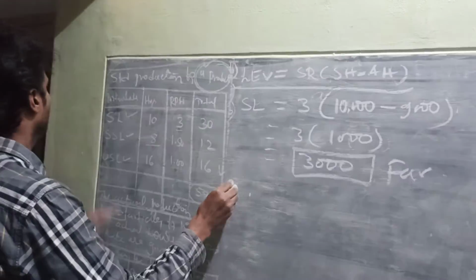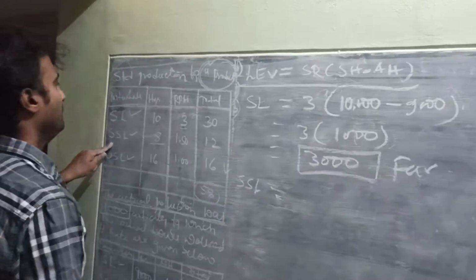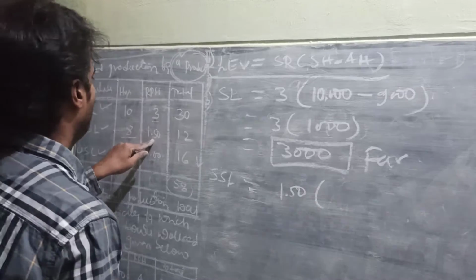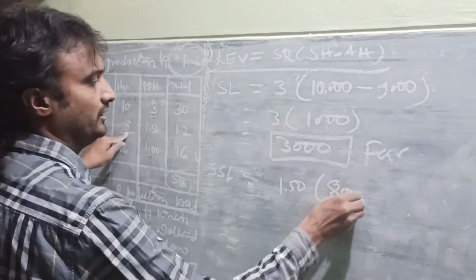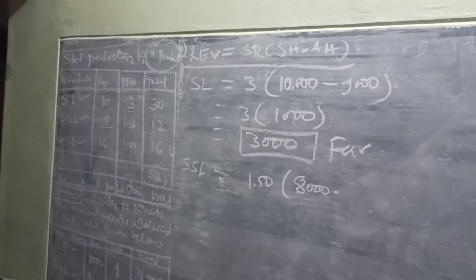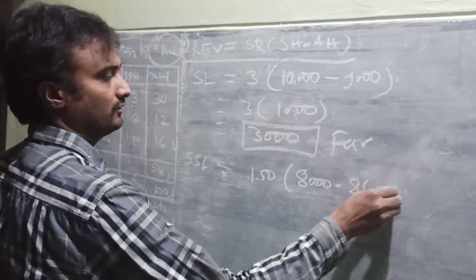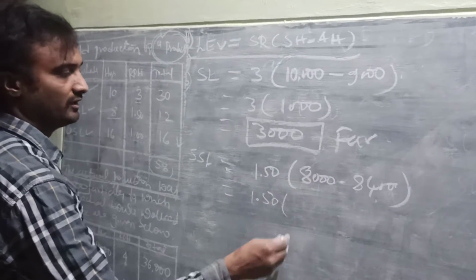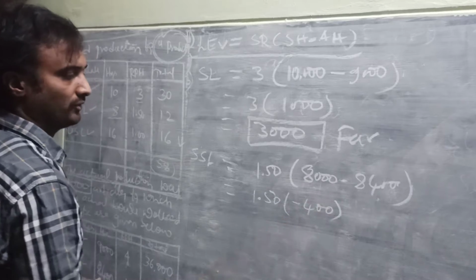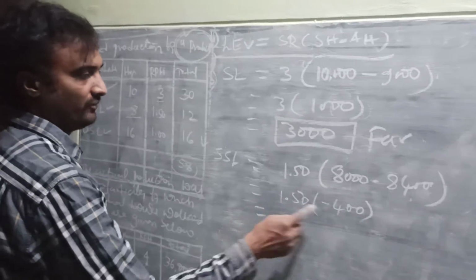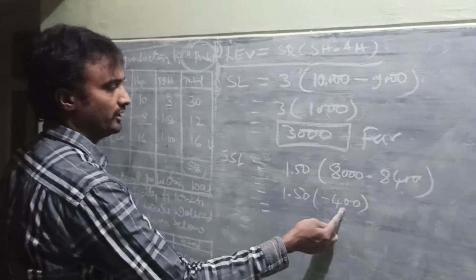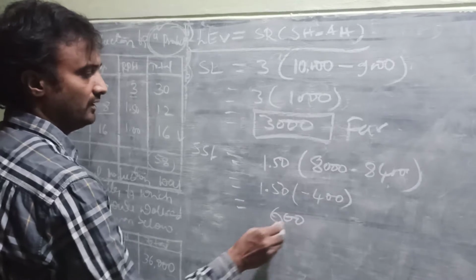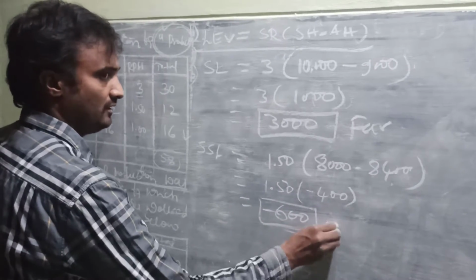Next one is semi-skilled laborer. The standard rate for him is 1 rupee 50 paisa for 8,000 revised standard hours, minus total actual hours he has taken to complete the job, which is 8,400. Therefore 1 rupee 50 paisa into 8,000 minus 8,400, that comes to minus 400. So 1.5 into 400, that is 400 plus 200, therefore 600 minus, that is unfavorable.